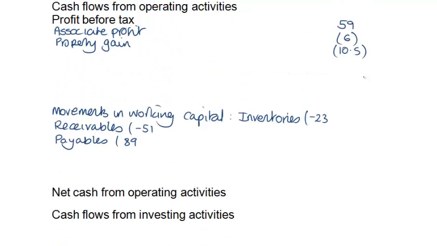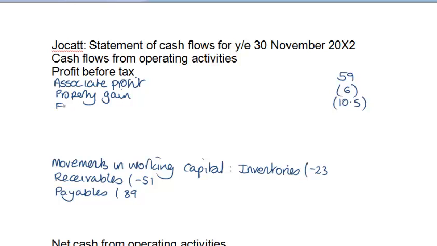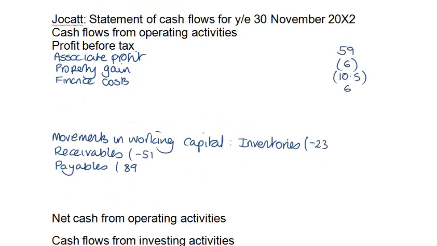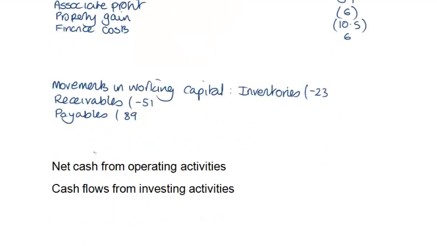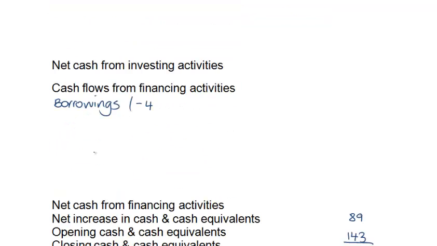Finance costs. Finance costs are deducted in the income statement. So therefore I'm going to add them back to profit. And you have a choice when it comes to finance costs. They can either be in the operating or the financing section. Because my operating section is looking quite busy, I'm going to drop down to the financing section simply because I've got more space here. This is being done for practical reasons.